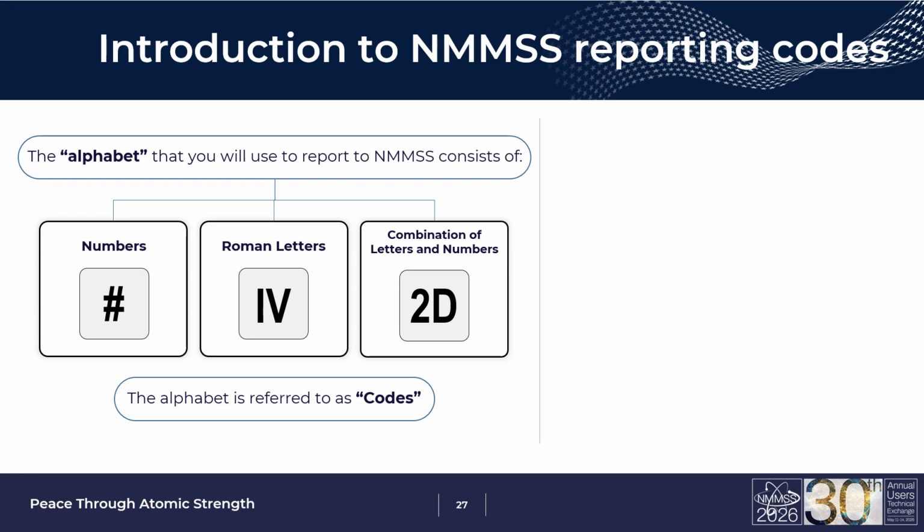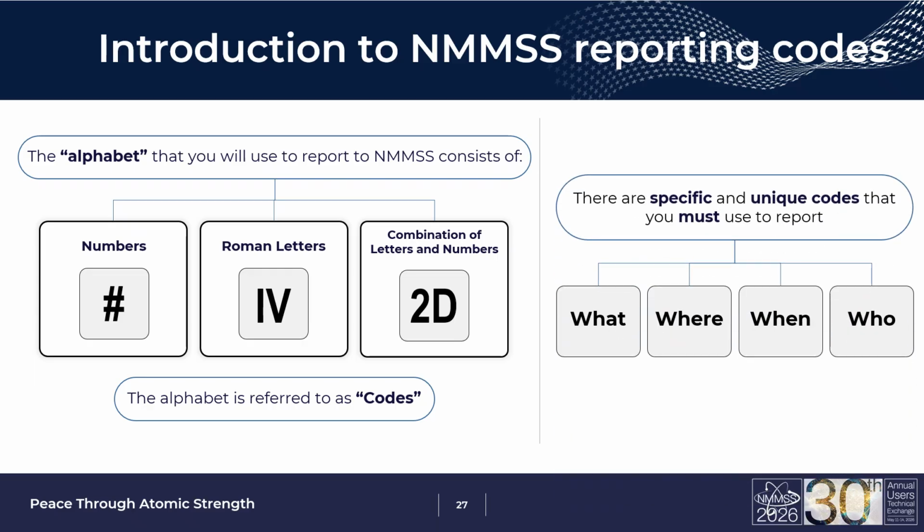Let us discuss in more detail NMMS reporting codes. Think of NMMS reporting codes as the alphabet that you will use to report to NMMS. This alphabet consists of numbers, Roman letters, and combinations of letters and numbers. This alphabet is referred to as codes. There are specific and unique codes that you must use to report the what, where, when, and who of what you're reporting to NMMS, as mentioned in the last slide.